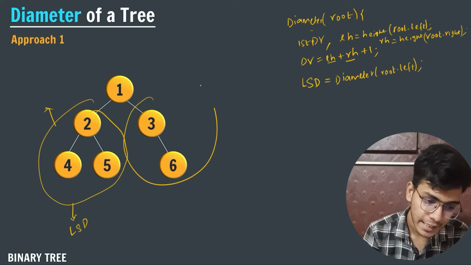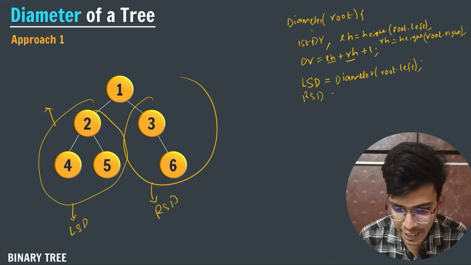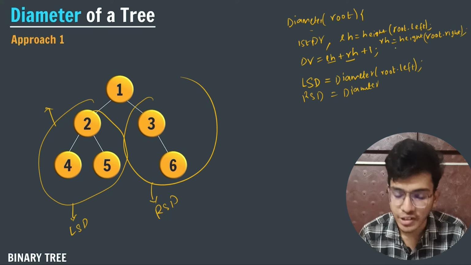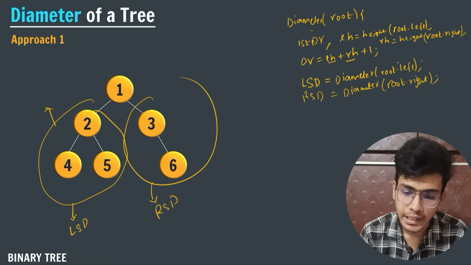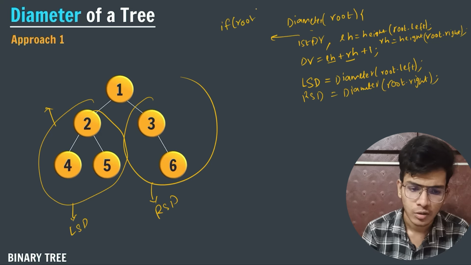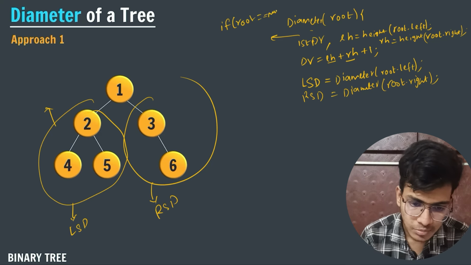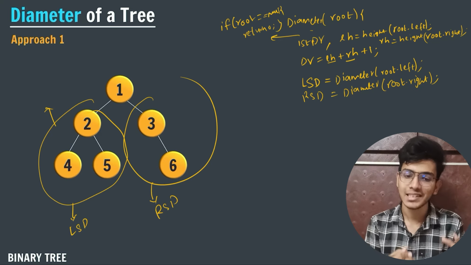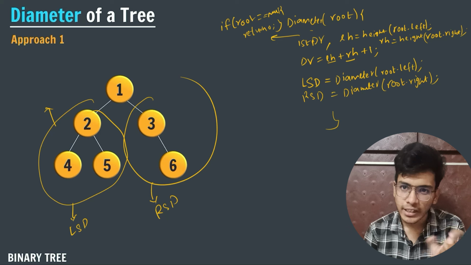After that I will calculate the right subtree diameter. So right subtree diameter is equal to diameter of, now I will pass the right side of my tree, so root.right. Now what will be the base case? The base case will be if my root becomes null. Through my recursive function, if I reach a null case, if my root becomes null, then I will return 0. Right, this is the overall code, the overall algorithm for calculating the diameter of my given tree.